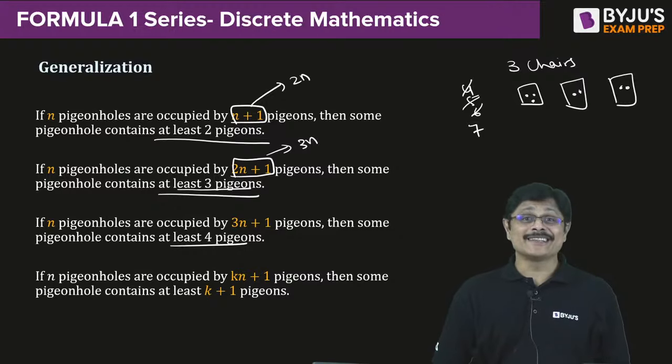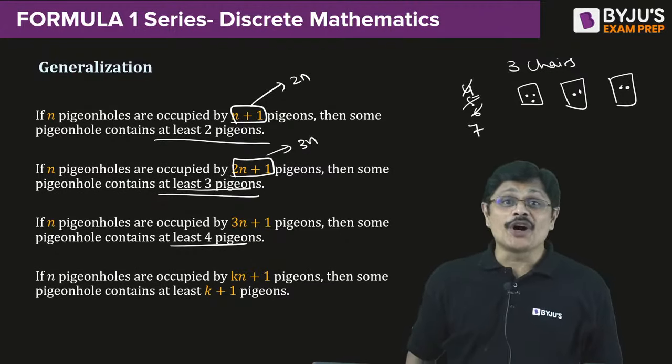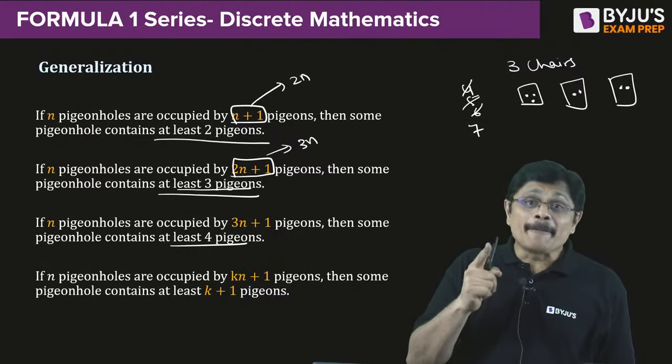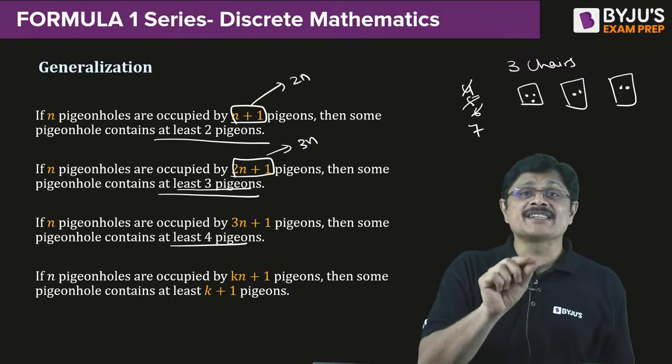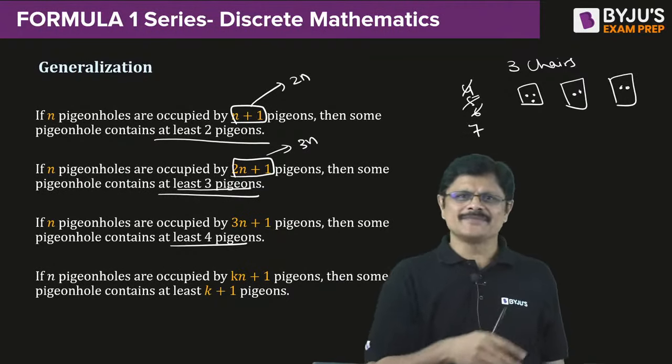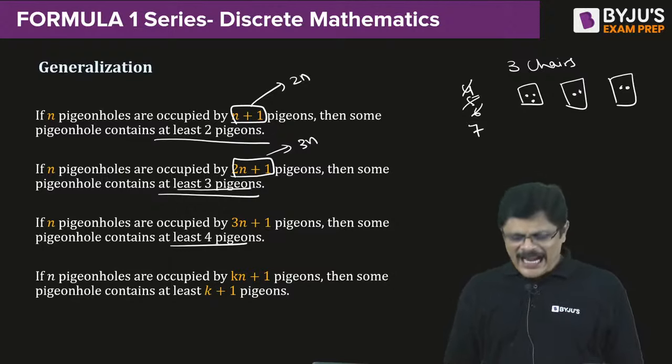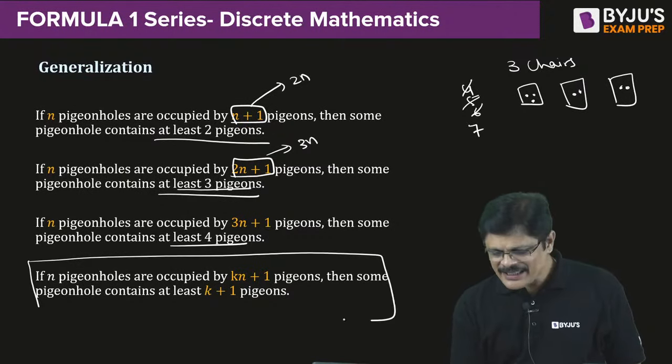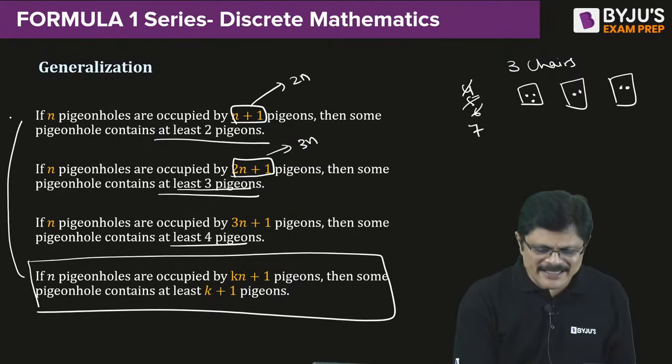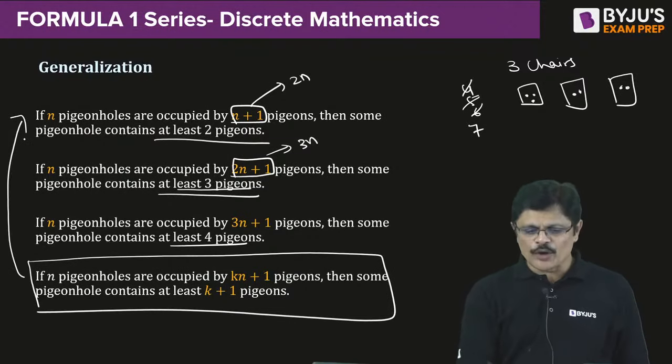Kn plus 1. When you have kn plus 1 pigeons, then some pigeonhole contains at least k plus 1. And this is the more general result. It works for all the previous cases. By putting k is equal to 1, you get it here.